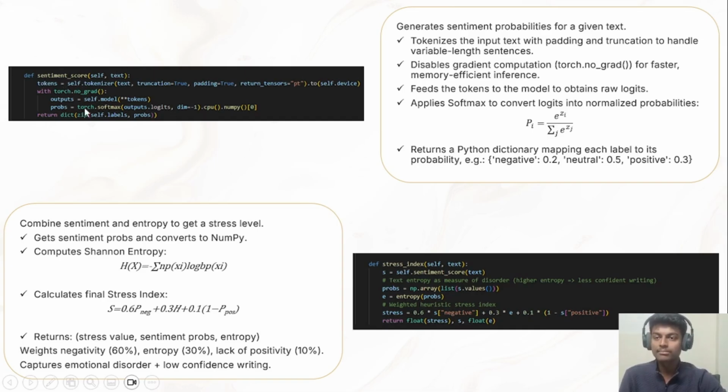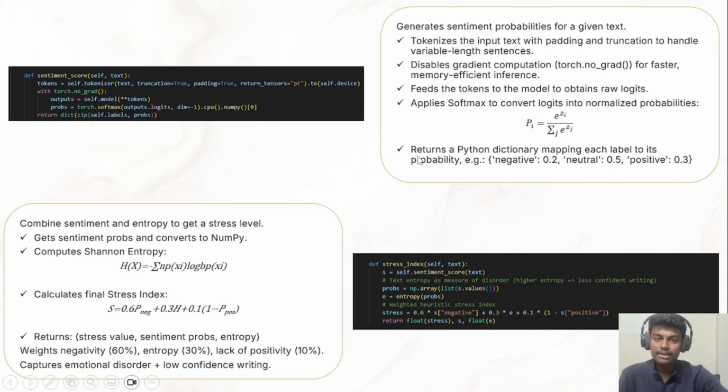Then we get the sentiment score function. We give the parameter as text that we got from the previous step. It generates a sentiment probability for the given text. It tokenizes the input text with padding and truncation to handle variable length sentences. It disables gradient computation with torch.no_grad, as we don't want gradient computation for faster and more memory-efficient inference. Then we feed these tokens to the model to obtain raw logits, and then we apply the softmax function so that everything is converted and normalized into probabilities.